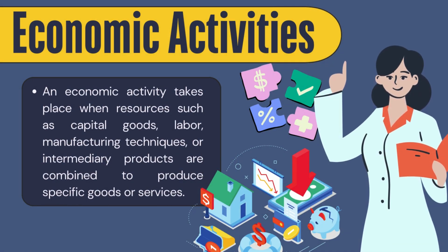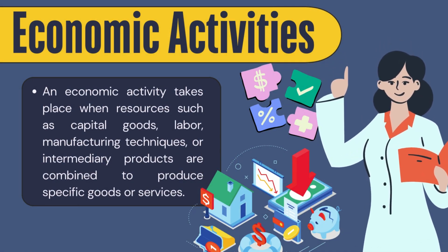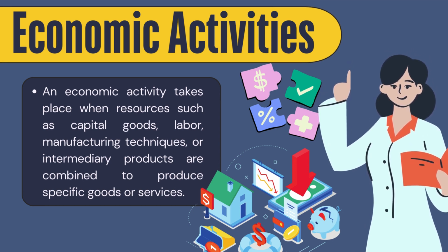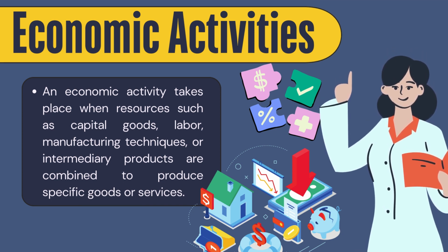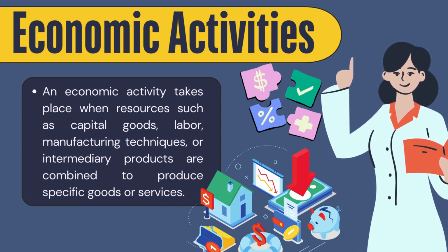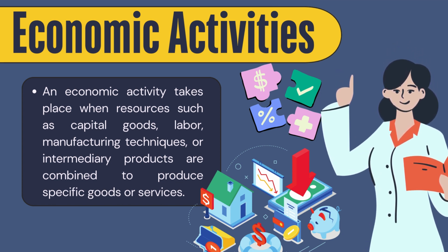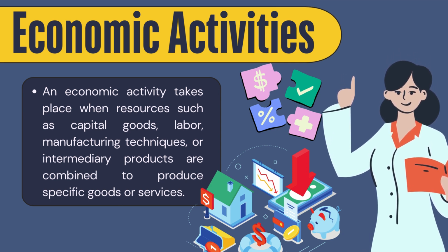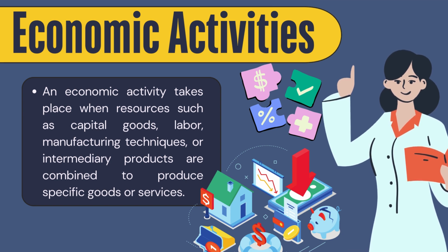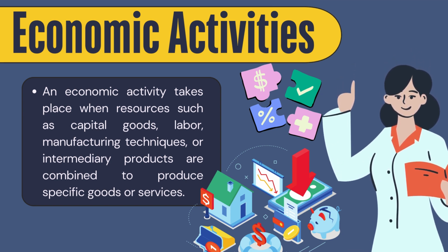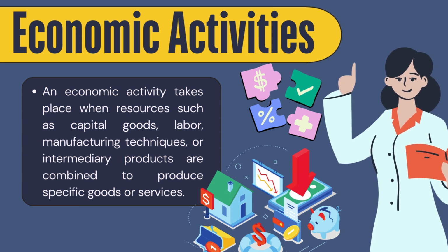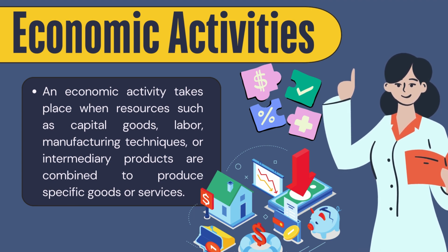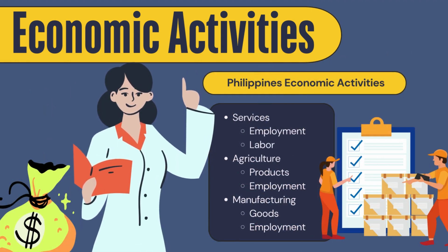What do we mean by economic activities? An economic activity takes place when the resources such as capital goods, labor, manufacturing techniques, and intermediary products are combined to produce specific goods or services. So in the Philippines, the economy is composed of private sector and public sector. In private sector, this consists of individuals and businesses that make autonomous decisions based on self-interest. On the other hand, in the public sector, the state determines the production and distribution of certain goods and services in the Philippines.